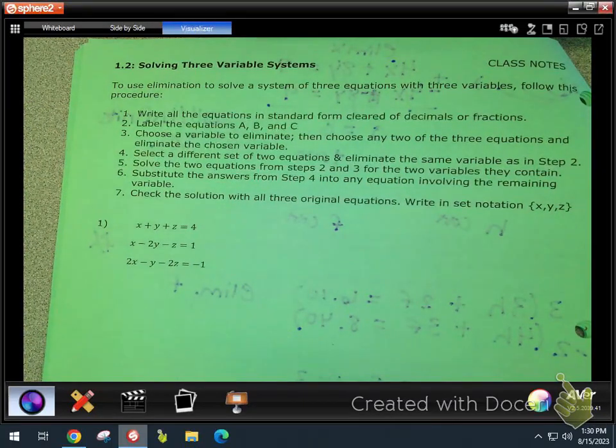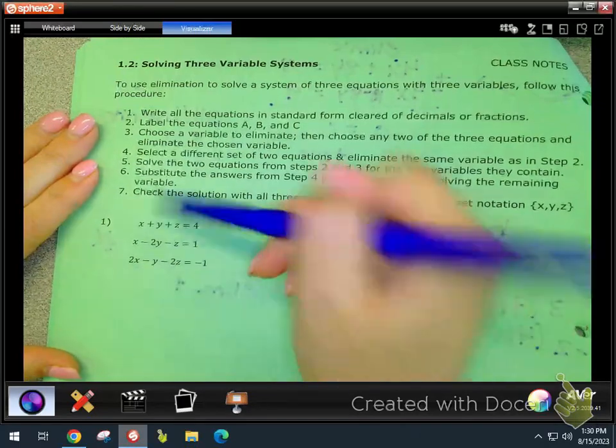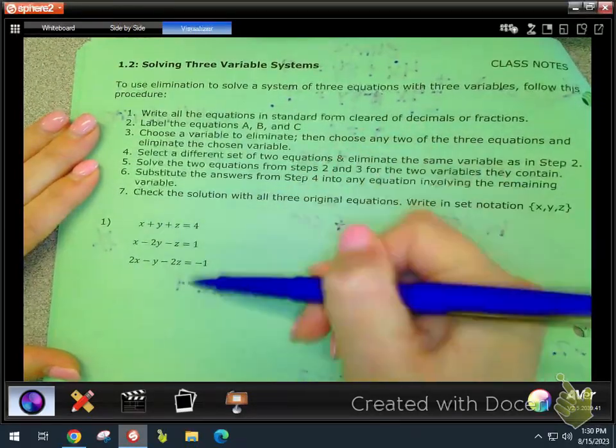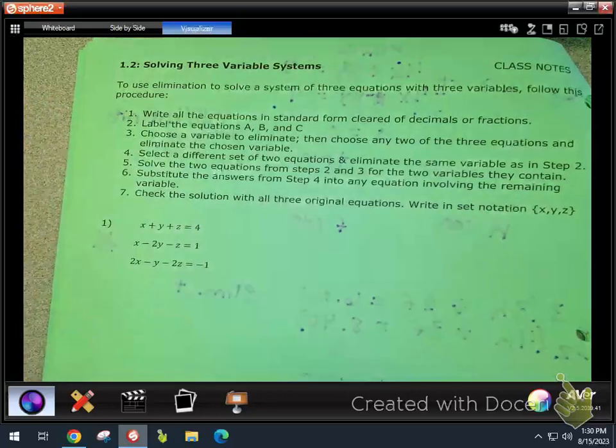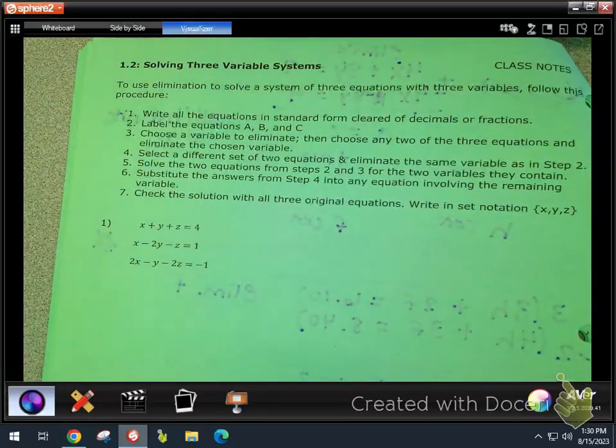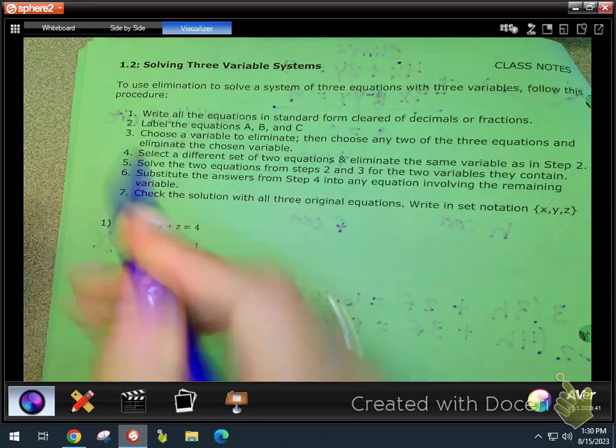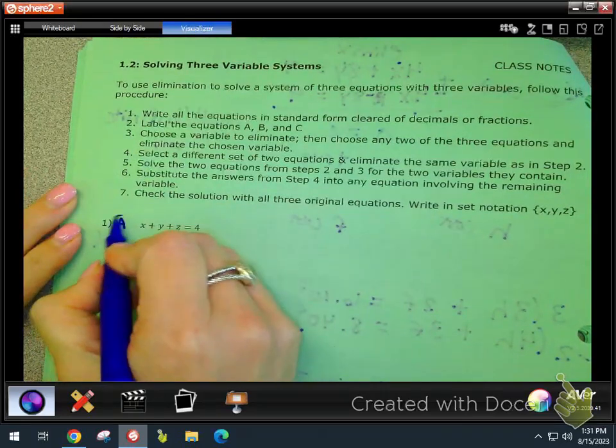In this case, we're all good here, but you need everything to be lined up. X's, Y's, Z's, equals numbers, okay? Make sure everything's lined up. If there are fractions, clear them so you only work with whole numbers. That just makes your life easier, so I suggest that you do it. Okay, then I'm going to label each of my equations. The top one I'm going to call equation A.